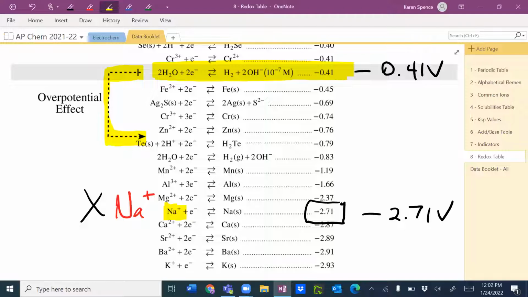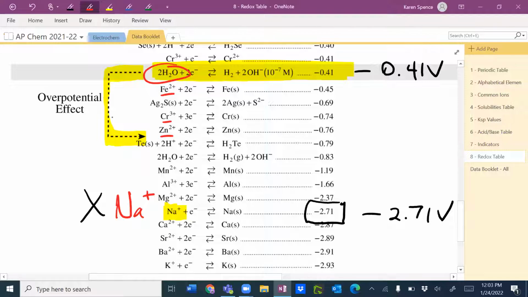So if you are looking in the regular chemistry exam and you're comparing water with any one of these things in here, those things will win. Okay, so if it's in the bracket, it wins against water.